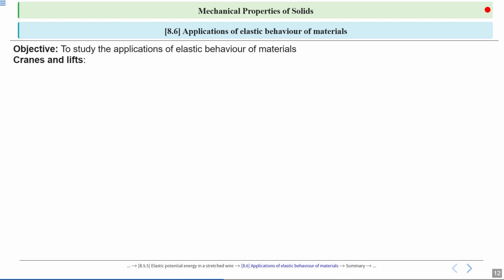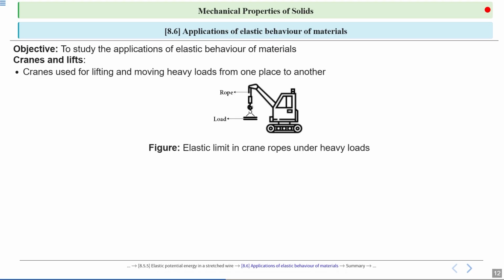Now, first, let's focus on cranes and lifts. These are machines we see at construction sites or in warehouses, and they are used to lift and move heavy objects. Cranes are designed to lift and move very heavy loads from one place to another. So take a look at this figure. It shows a crane lifting a load, and you can see the ropes under tension.